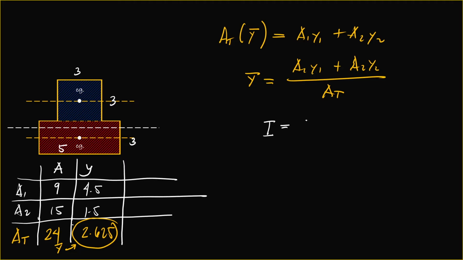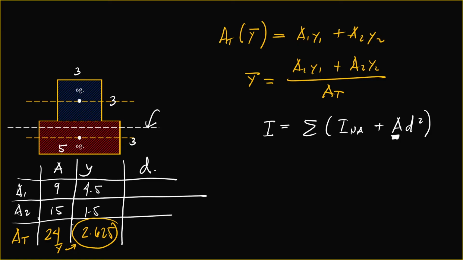Summation of AD squared. Okay? We have the area, and what we lack is the distance D, the distance from the axis to the centroid of each shape. Take note, our axis is this one. So we need to find the distance.